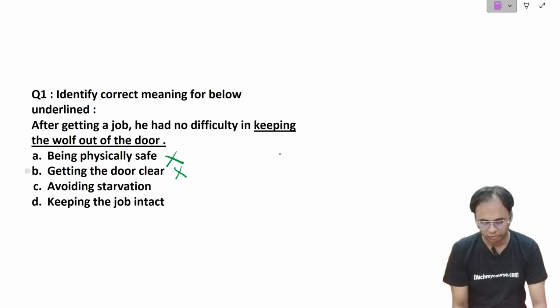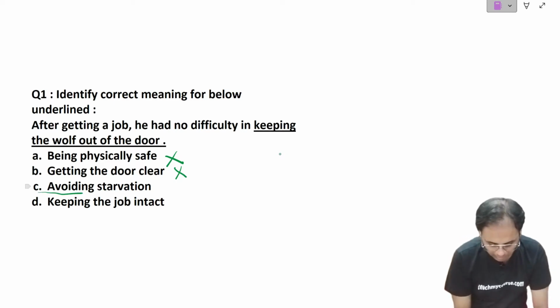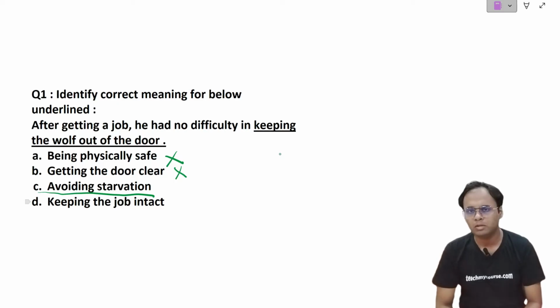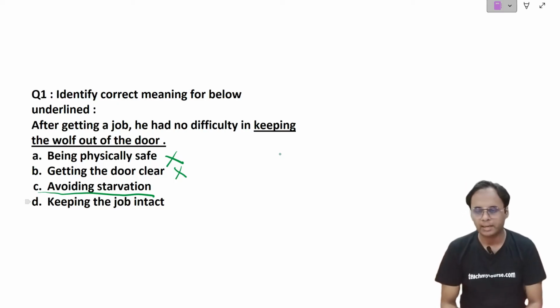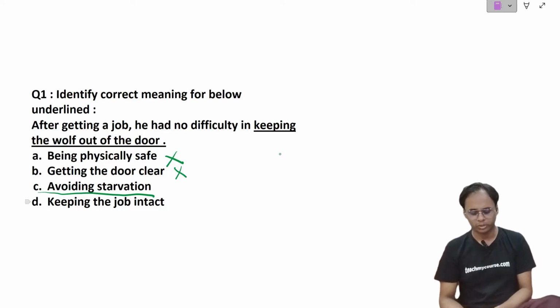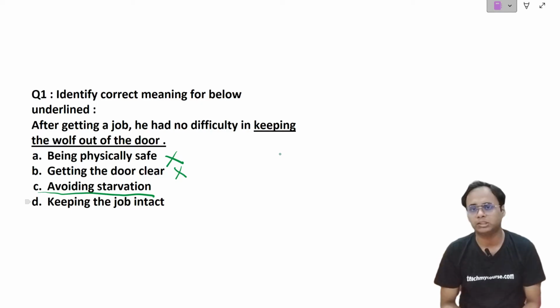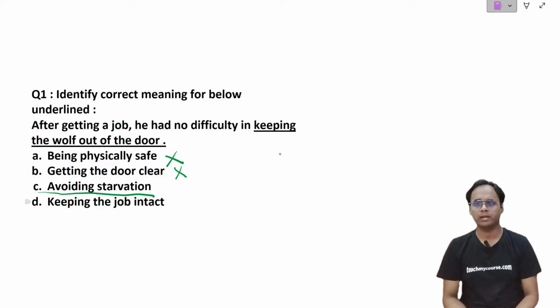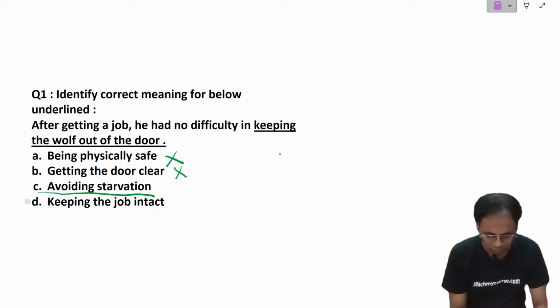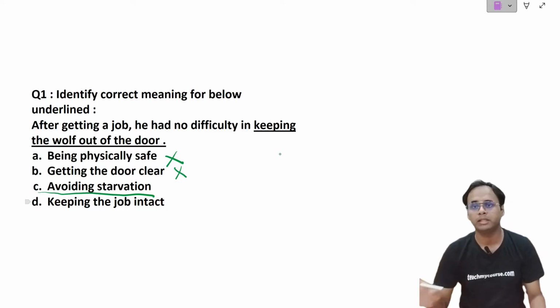Then avoiding starvation. Okay, like when I got the job, I would now be getting some money for doing the job, and based on that, I'll be able to fulfill my daily requirements, my food requirements, my clothing requirement, my housing requirements. So definitely I'm avoiding starvation, that is, I'm getting food. So that I don't have to be in such a condition that I'm not having any sort of food. Okay, so that is avoiding starvation. This is quite probably the answer.